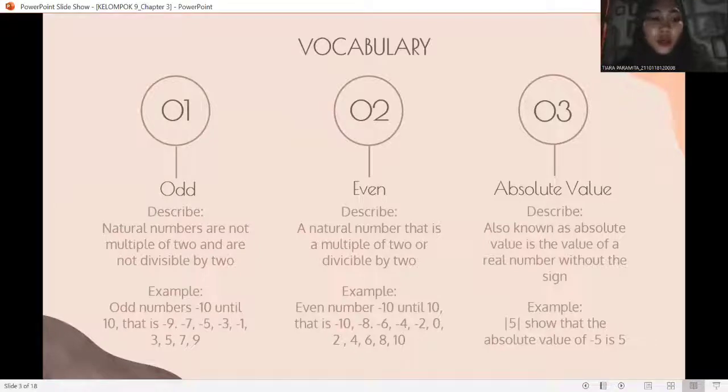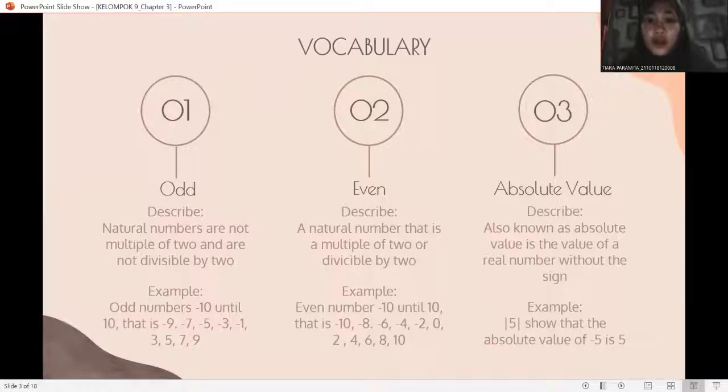Vocabulary 1. Odd. Describe: natural numbers that are not multiples of 2 and are not divisible by 2. Example, odd numbers from -10 until 10, that is -9, -7, -5, -3, -1, 1, 3, 5, 7, and 9.